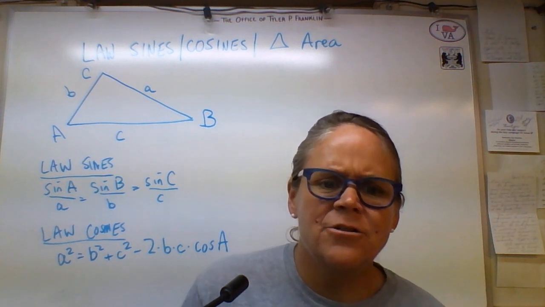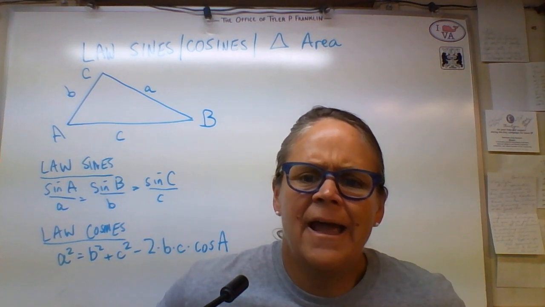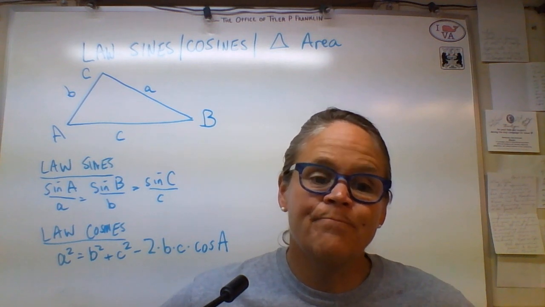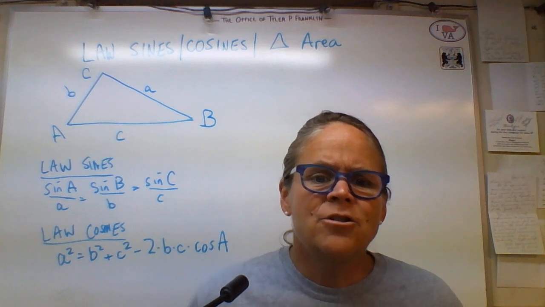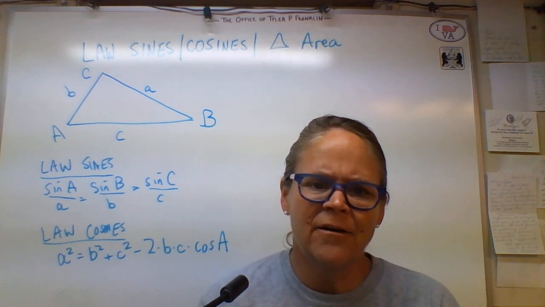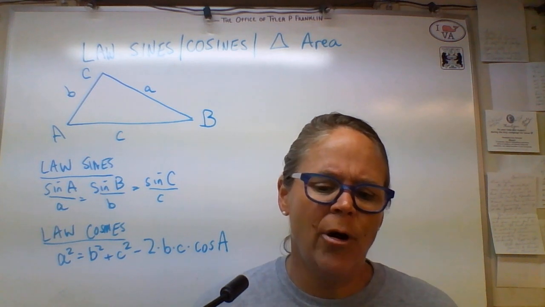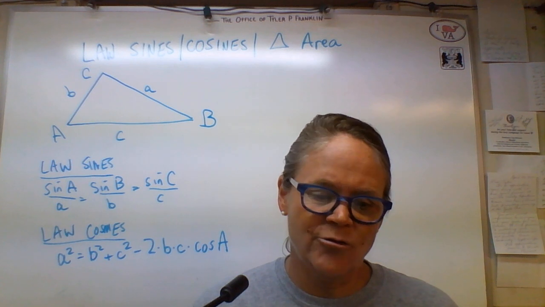Okay, today we are going to talk about the law of sines, the law of cosines, and finding the area of a triangle if you're not given the base and the height. You can actually use trig. So when do we use laws of sines and cosines? We're trying to find parts of a triangle when we don't have a right triangle.